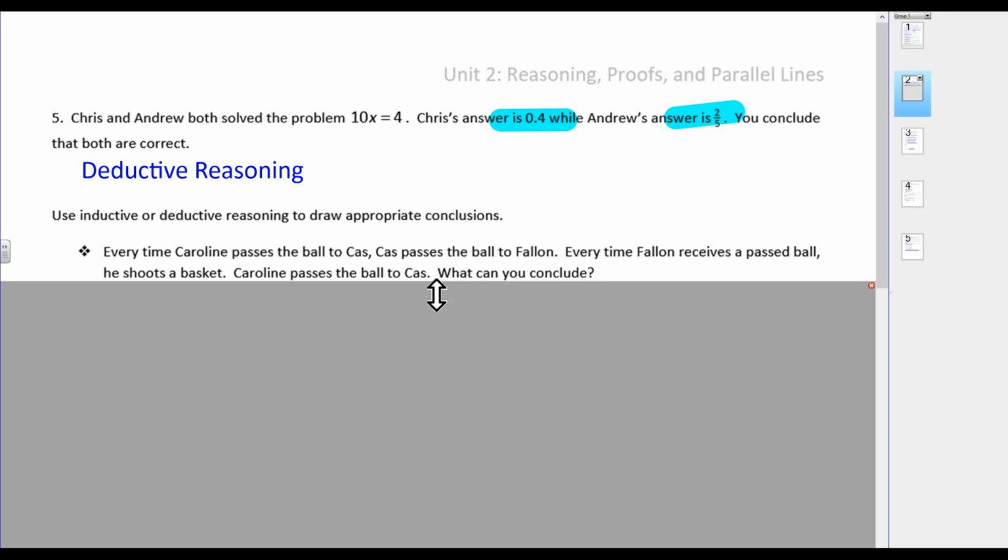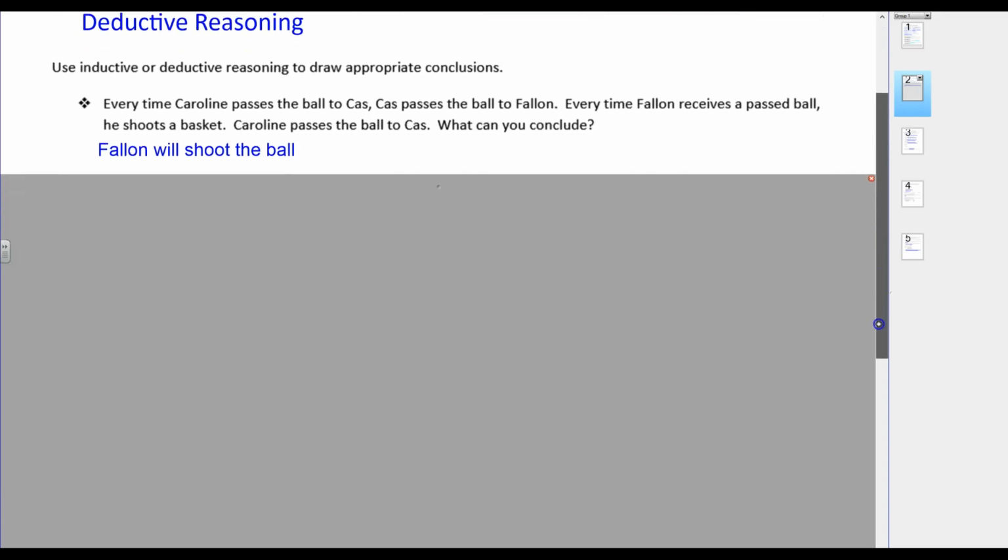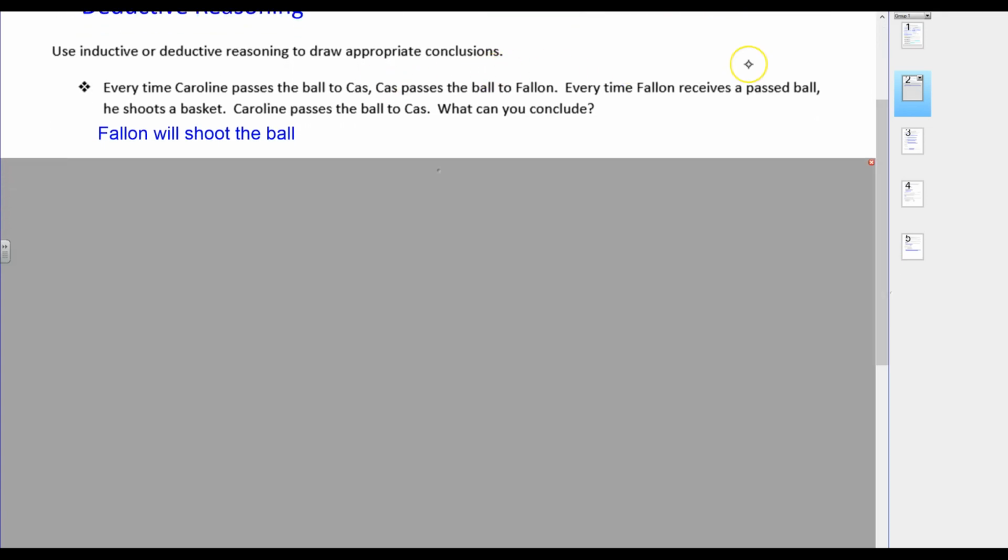What can you conclude? Well, you can conclude this chain of events is now set off. Caroline passes to Cass, Cass passes to Fallon, Fallon shoots a basket. So if Caroline passes the ball to Cass, we know that Fallon will shoot the ball. If these are our true assumptions, we know that we're going to end up shooting the ball.